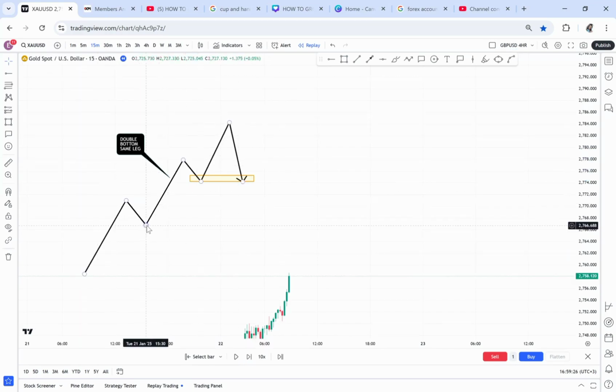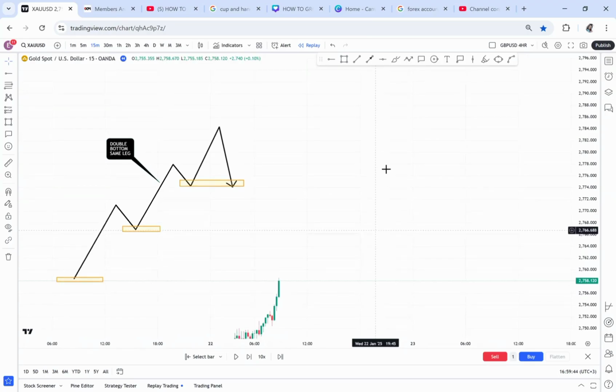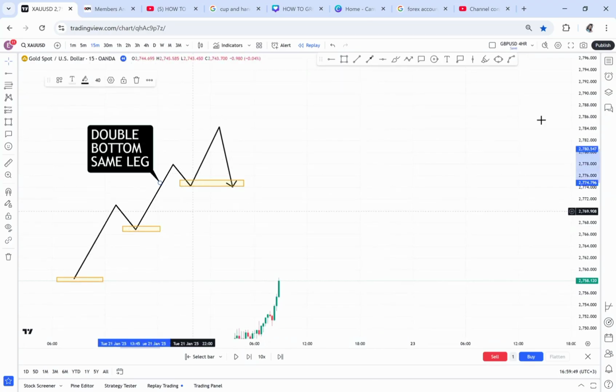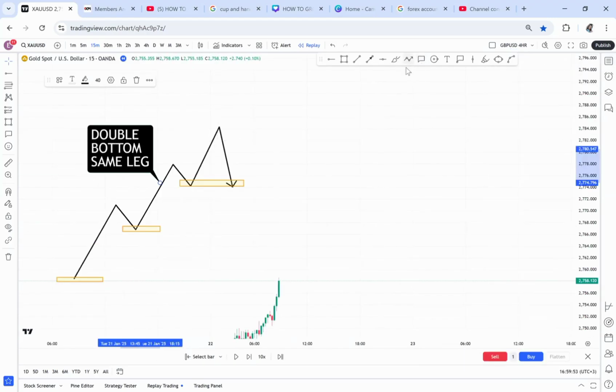So that double bottom on the same leg looks like this. If you notice, the support zones have not been broken. All the support zones you can see they have not been broken. So for me, I feel like this is one of effective double bottoms of trading the same leg. But I want to just highlight a difference between trading on the same leg and trading on a different leg. So that is trading on the same leg, and this one is trading on a different leg.